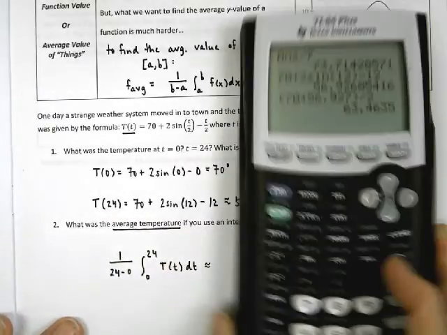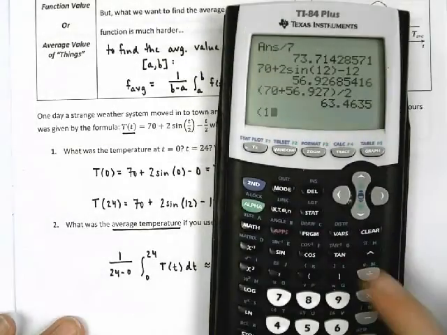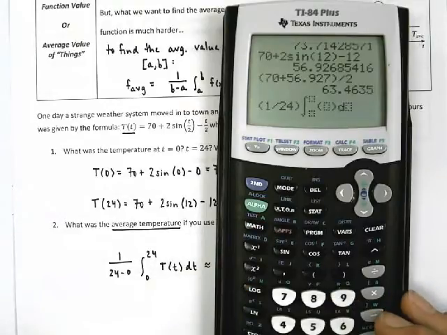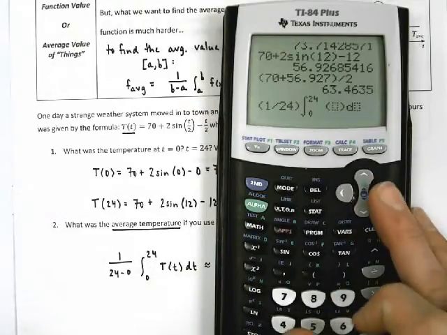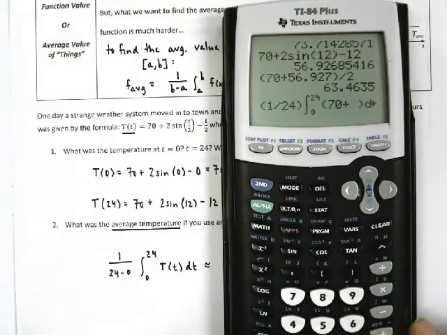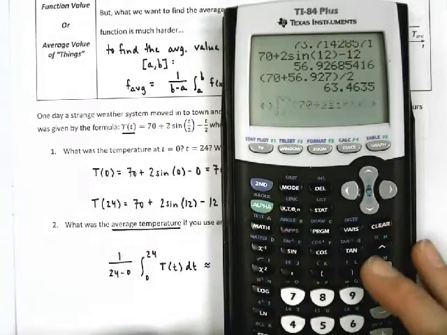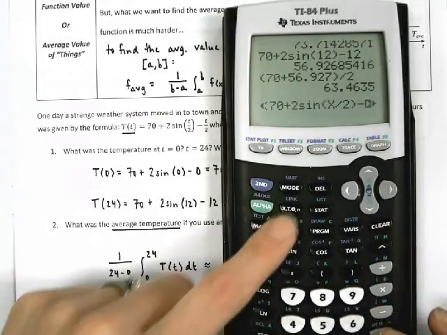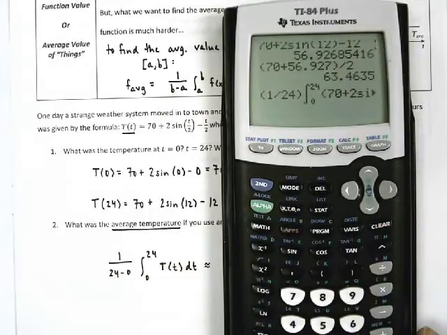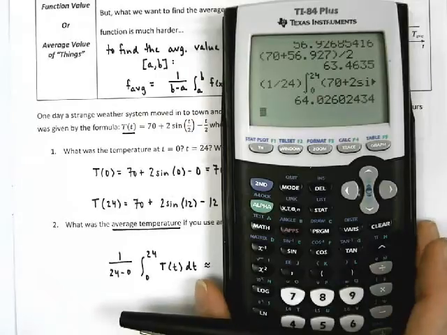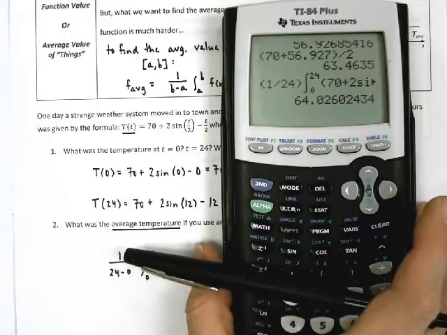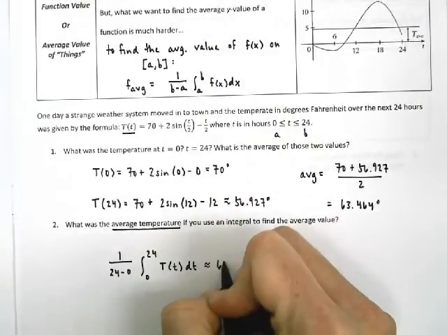And again, I'm just going to use my calculator here. So now I'm going to put that 1/24, 1 divided by 24 in parentheses. I'm going to use math 9 to do the integral from 0 to 24 of, and then I'm going to type in my temperature function: 70 plus 2 times the sine of x divided by 2 minus x divided by 2 dx. Okay, and so then over that 24 hours, I know my average temperature was 64.026 degrees.